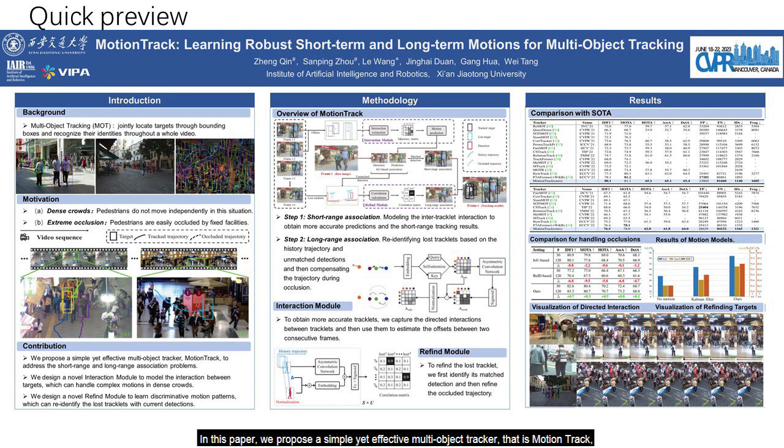In this paper, we propose a simple yet effective multi-object tracker, that is, MotionTrack, which learns robust short-term and long-term motions in a unified framework to associate trajectories from a short to long range. Extensive experimental results on MOT-17 and MOT-20 datasets demonstrate the superiority of our approach in challenging scenarios, and it achieves state-of-the-art performances at various MOT metrics.